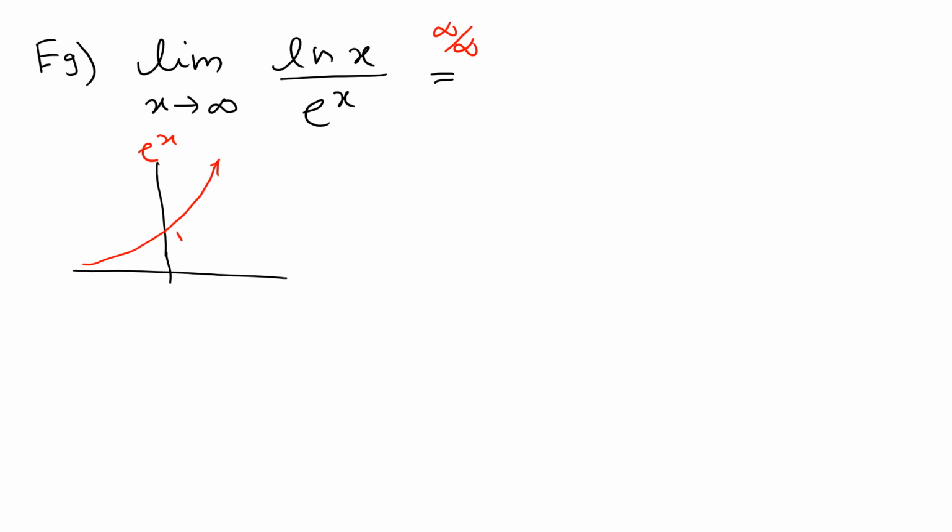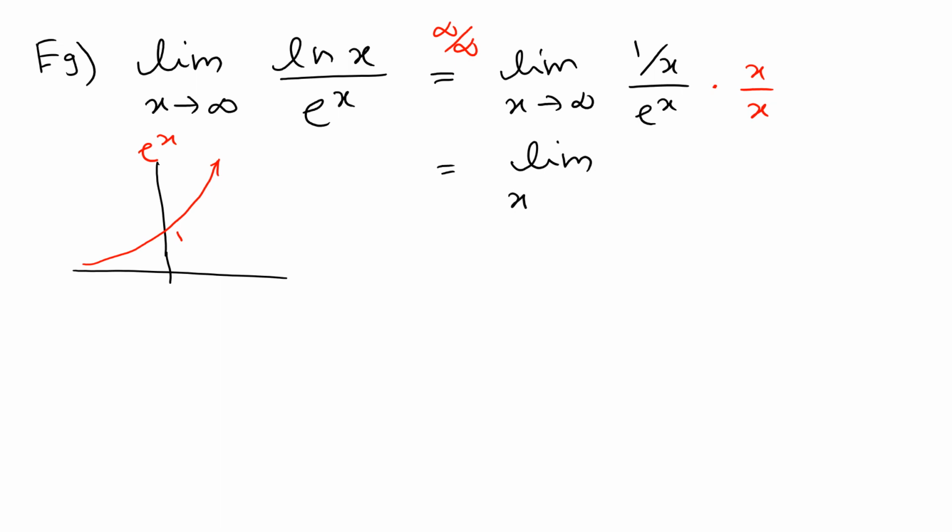So that means you can look at the derivatives instead. So it's the limit as x goes to infinity, and we know the derivative of ln x is 1 over x, and the derivative of e^x is e^x. So what we can do is multiply the top and bottom by x, and then you can write it like this: the limit when x goes to infinity of 1 over x e^x. And you can see that all the terms are in the denominator, and if x goes to infinity, in this case it's simply going to be 0.